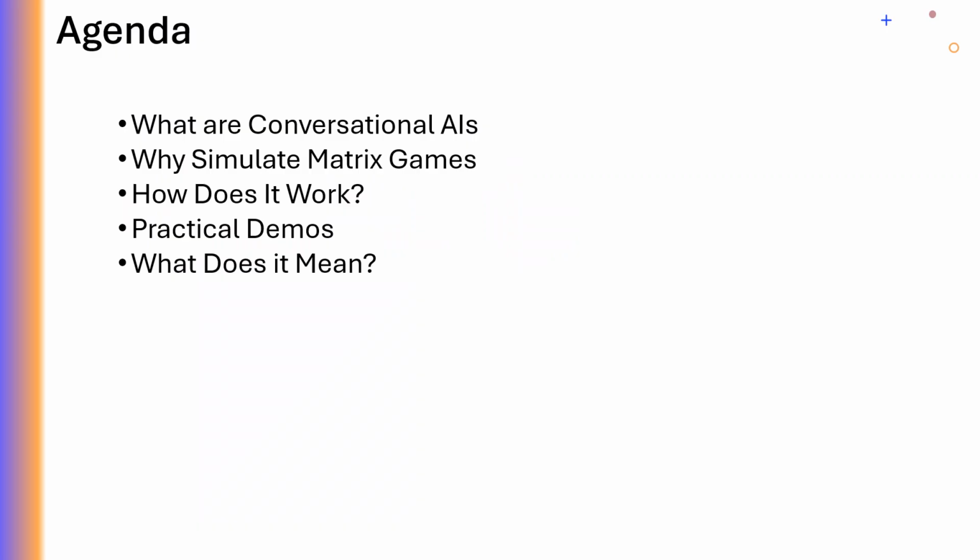In terms of what I'm going to cover, first of all I'm going to talk very briefly about what conversational AIs are, then talk about why we might want to simulate Matrix games, then talk very briefly about how the system works. Then, for the original conference, I gave some practical demonstrations. What I'll do here is add in the show notes a link to the conversation transcript that we had with ChatGPT, and then finally sum up with what it all means.